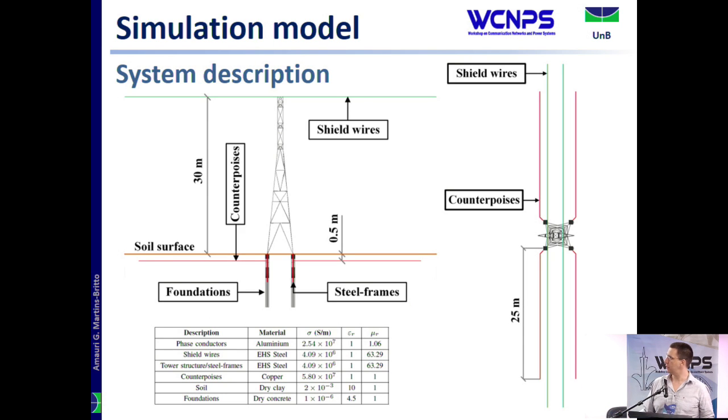So, this is our system we are to simulate. We have the tower made of steel. We have the shield wires also made of steel. We have the grounding conductors made of copper. And the steel foundations of the tower line, which is a frame, a metallic frame, surrounded with concrete. We consider the soil to be made of dry clay, so a high resistivity value. And then we simulated a lightning discharge over this structure.